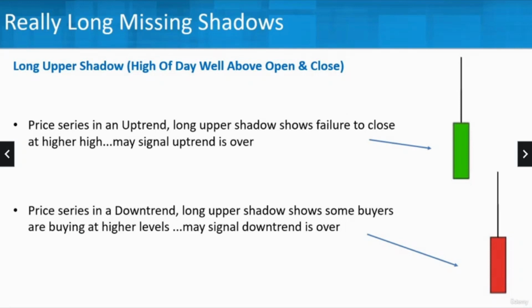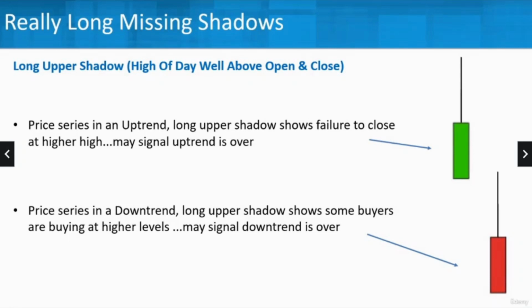That's a good thing, going up. And you see a long upper shadow that shows the failure to close at the higher high. And that actually may signal an uptrend is over. It's like, okay, we're still in trend. It's still a green candlestick. We still went up. Our opening was lower than our closing because we know it's a green candle.